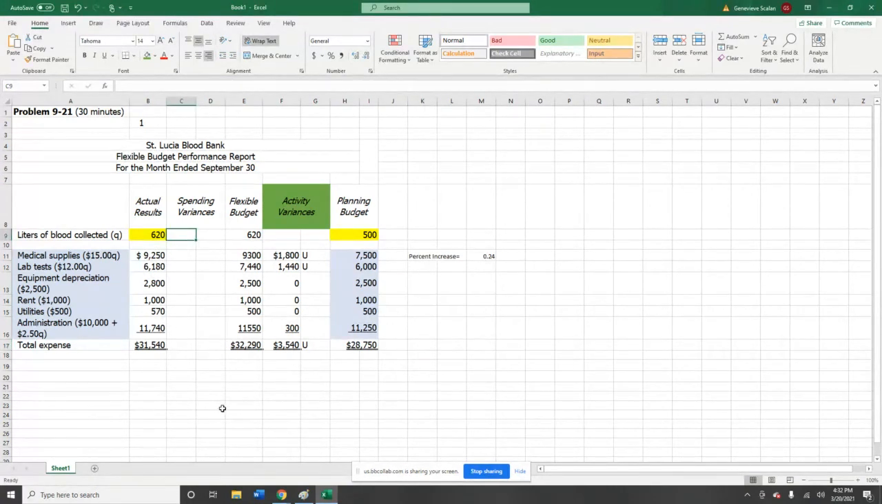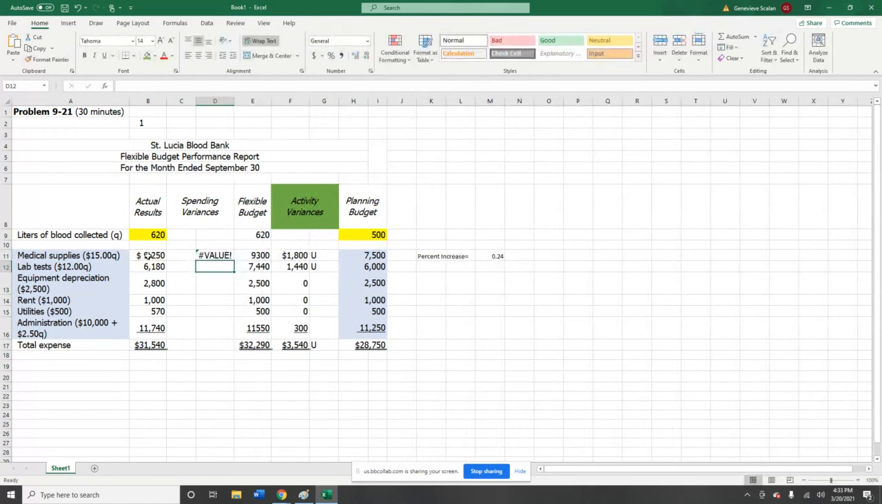But let's look at our spending variances and see if we can find something there. So we're just taking the difference between what we predicted and what we spent, right? So this is equal to 9,300 minus the 11. Oh, you got that string there again.